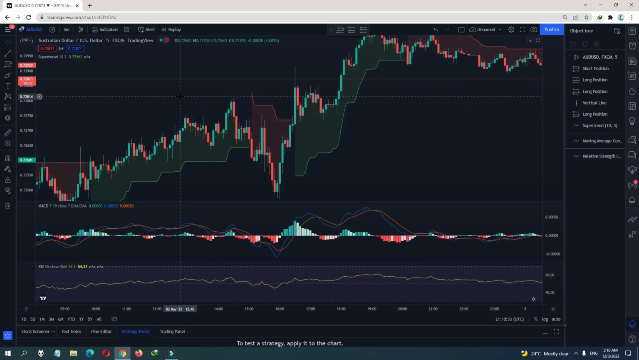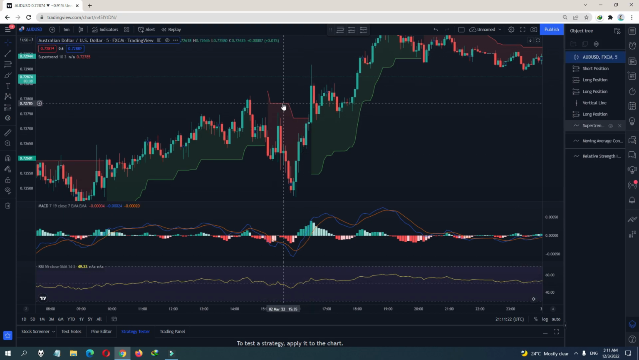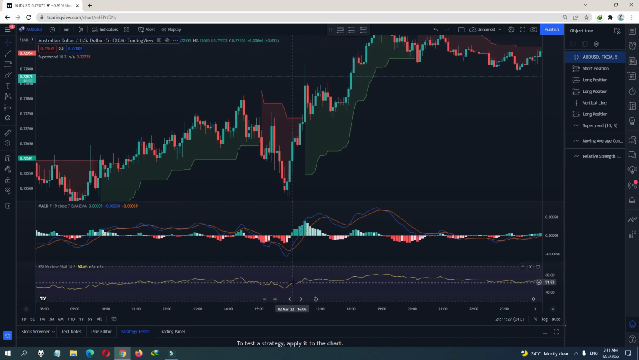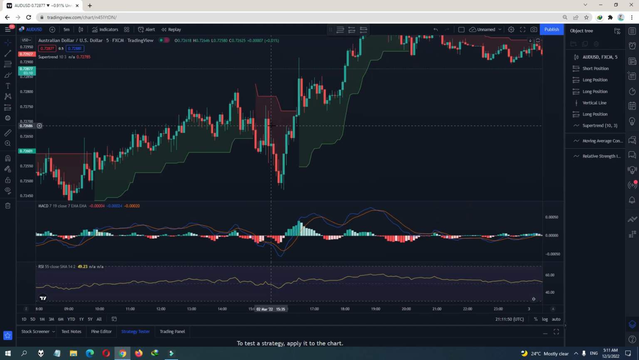Don't change anything. The RSI is a long-term trend indicator, and the supertrend is a short-term trend indicator. If the RSI is above the 50 line, it means it's bullish, and if it's below the 50 line, it's bearish. So basically, when the long-term trend says bullish, but the short-term trend is bearish, that's a good place to buy. Here we have a buy signal.